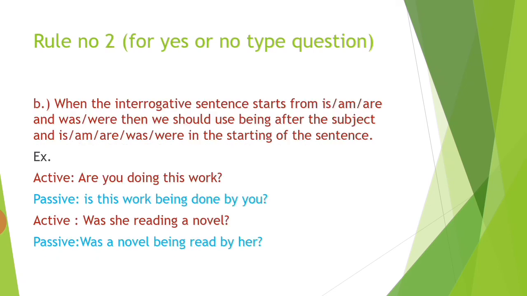Rule number 2. When the interrogative sentence starts with is, am, are, was and were, then we should use being after the subject and is, am, are, was and were in the beginning of the sentence. See the example. Are you doing this work? So we will put the helping verb according to the object. Is, then the object is this work, is this work, then we will use being done by you. Another sentence. Was she reading a novel? Was, then we will put the object a novel, then we use being read by her.